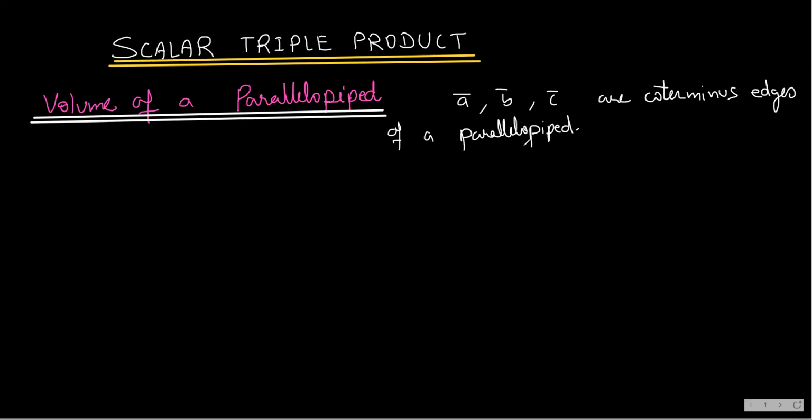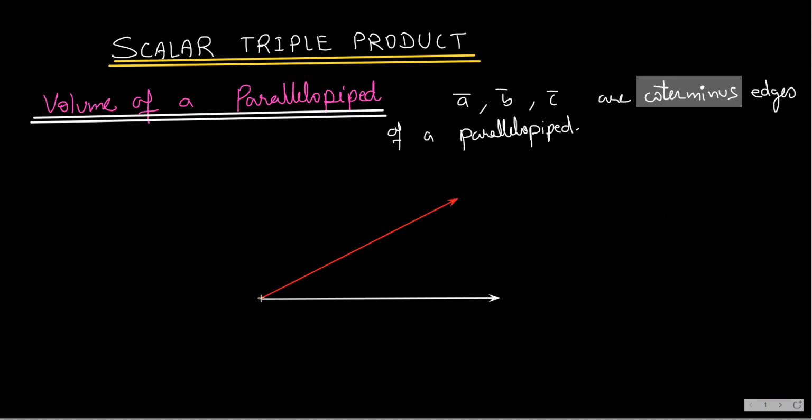Now, what does that mean? You all understand the meaning of coterminous. Coterminous is having common terminal. For example, suppose here I have a vector. Then here I have another vector. Then I have one more vector. See, these three vectors are coterminous. Why? Because they all are arising from the same terminal.